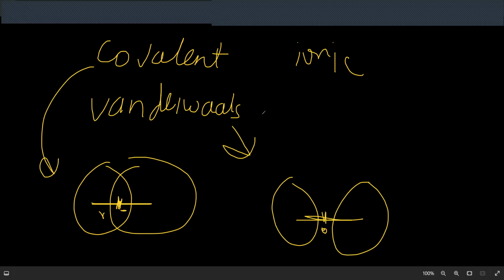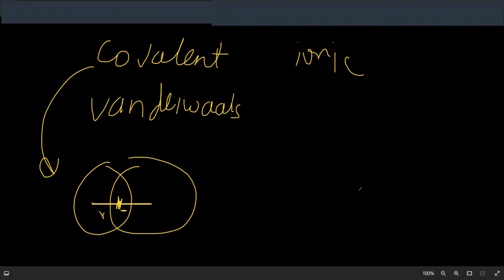Van der Waals is a force, it's not a bonding, so no bonding is occurring here since there is a gap. This is a force. So it is the half distance between two non-bonded nuclei of atoms held by van der Waals force of attraction.